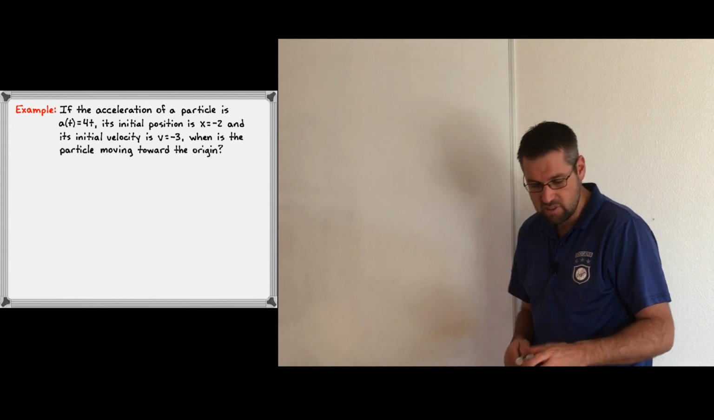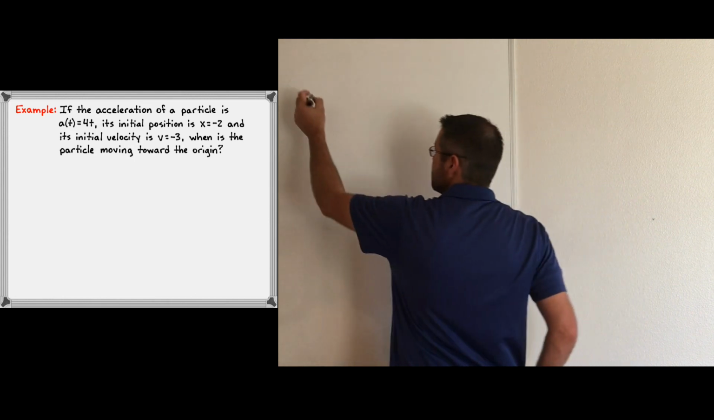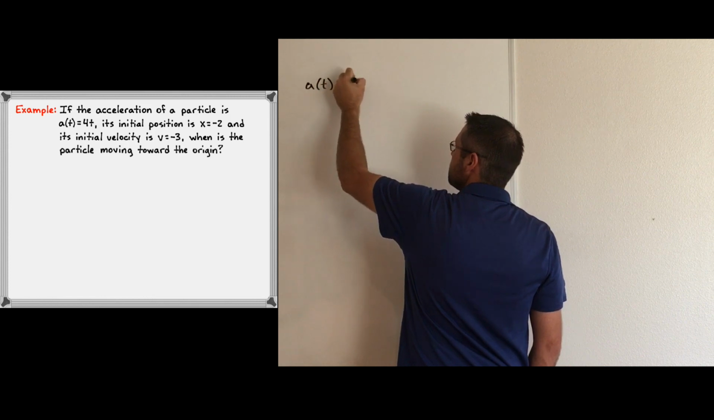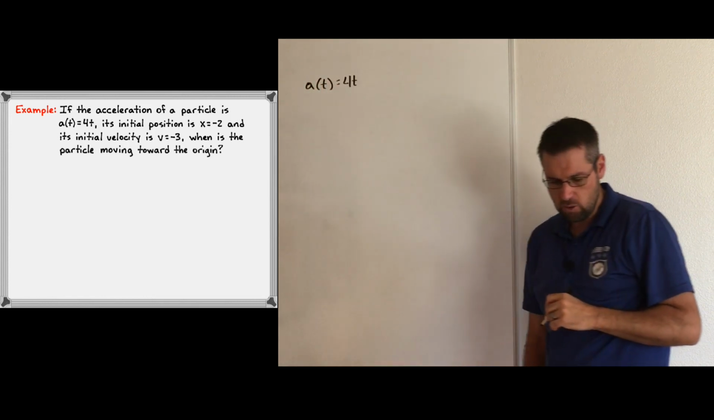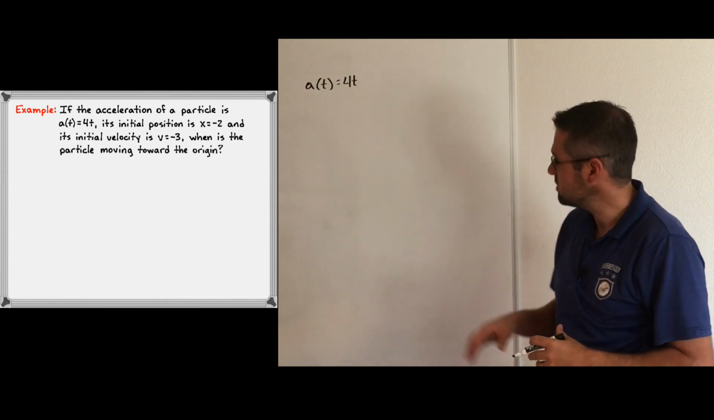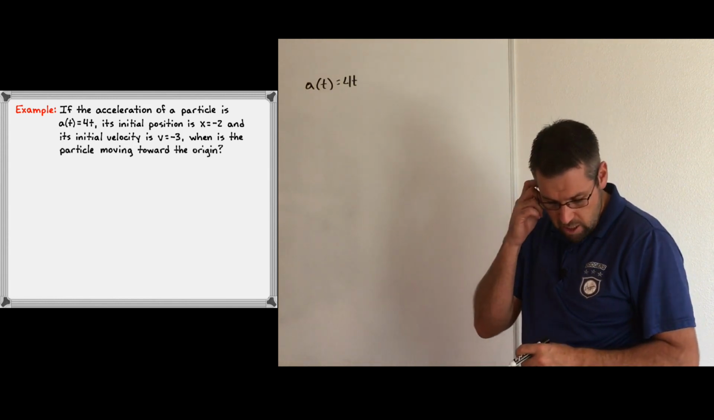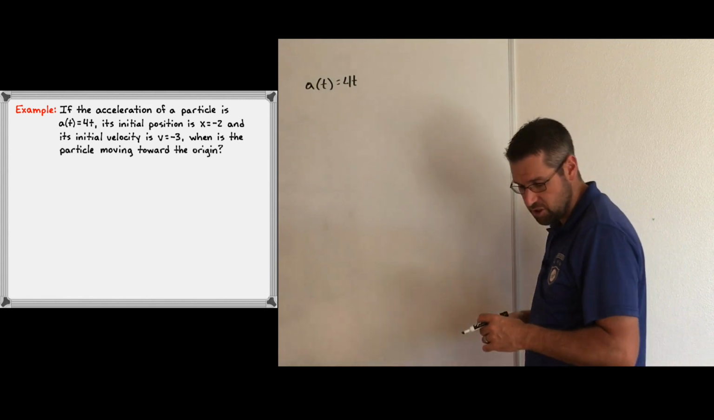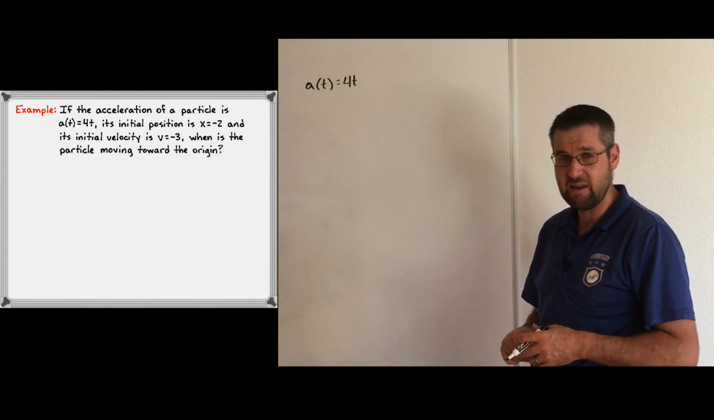This is kind of fun. It says the acceleration of a particle is 4t. It tells us what the acceleration is. If you're in a physics class, most of the time they only deal with acceleration being a constant value. But calculus allows us to go a little bit deeper into that idea where acceleration is variable, it changes. So acceleration is 4t. Its initial position is -2, and its initial velocity is -3.